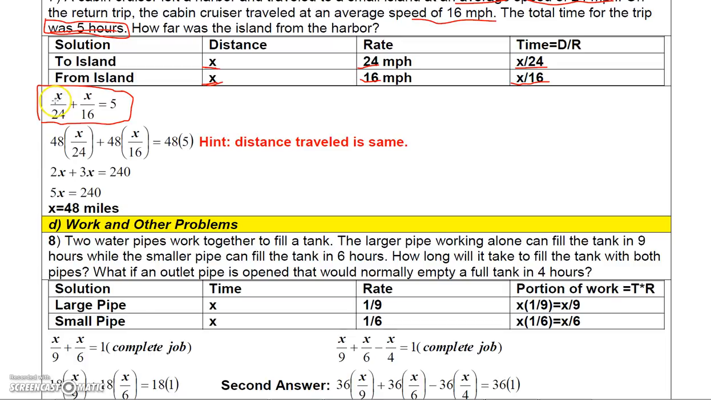So let's multiply this first term by 48. And so when I multiply x over 24 by 48, since 24 goes into 48 two times, I'll get 2x. And here 48 times x over 16, 16 goes into 48 three times, so I'll get 3x. Now don't forget, you also have to multiply this number 5 by 48, and that gave me 240. And now when I add 2x and 3x together, I get 5x equals 240. And now all you have to do to solve for x is divide by 5.